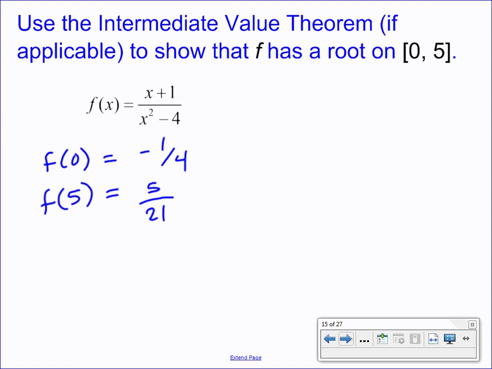So we should be able to figure out. 6. Sorry, 6 21sts. Yeah. Good catch. Now I've got to reduce though. Yikes. 6 21sts divided by 3 divided by 3, so 2 sevenths. How's that? Is that better? Mm-hmm. We're all 0.14. 2856.